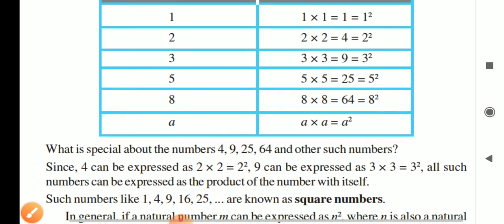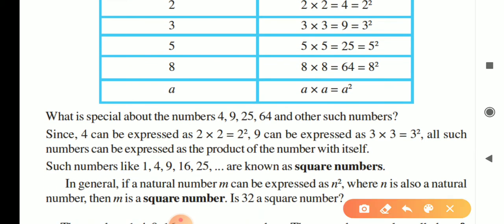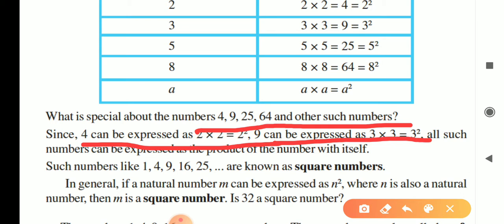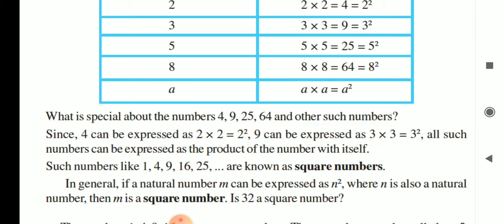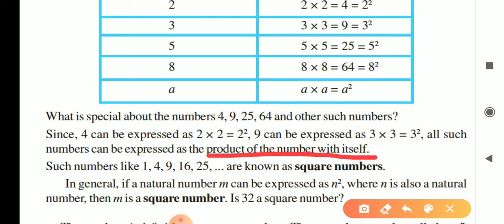From this table we can understand what is special about 4, 9, 25, 64 and other such numbers. Since 4 can be expressed as 2 into 2, 9 can be expressed as 3 into 3. All such numbers can be expressed as the product of the number with itself. Such numbers 1, 4, 9, 16, 25 are known as the square numbers.